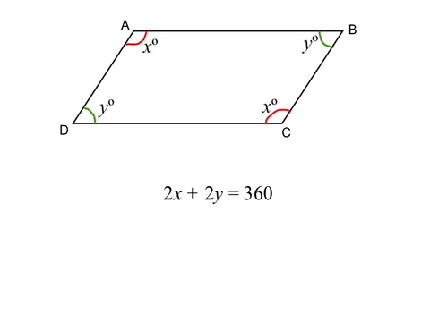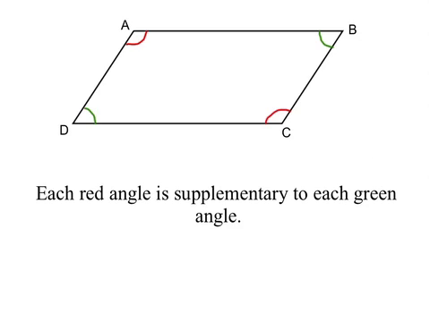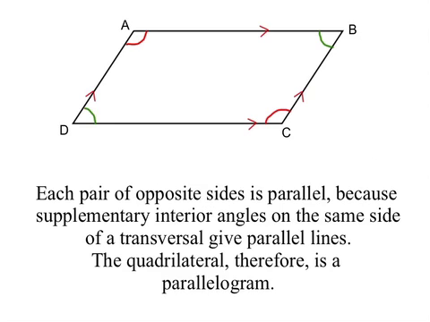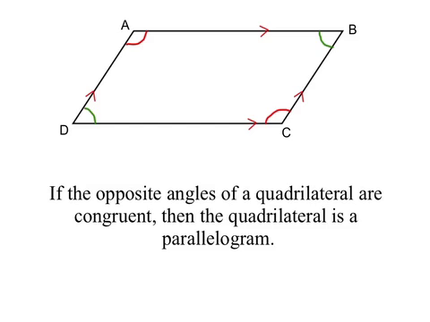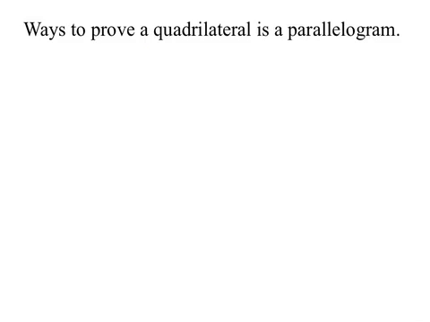Since all four angles add up to 360, we can write an equation. 2x plus 2y is equal to 360. Then we divide both sides by 2 and we get that x plus y is equal to 180. And of course that's the definition of supplementary. So each red angle is supplementary to each green angle. And so each pair of opposite sides is parallel because supplementary interior angles on the same side of a transversal give parallel lines. The quadrilateral, therefore, is a parallelogram. And we've just proven if the opposite angles of a quadrilateral are congruent, then the quadrilateral is a parallelogram.